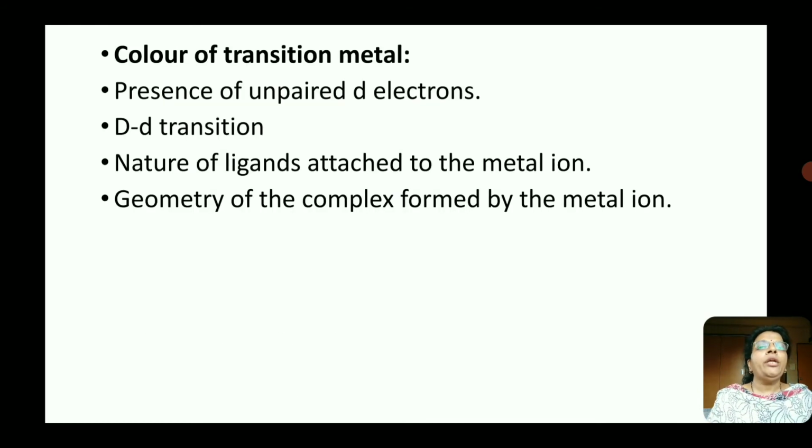Now next point, factors which cause color of the transition metals. Now here these are the factors in which first is presence of unpaired electrons present in d orbitals. Due to presence of unpaired electrons in d orbitals, d-d transition takes place. Then third factor is nature of ligands attached to the metal ion. And last one is geometry of the complex formed by the metal ion.